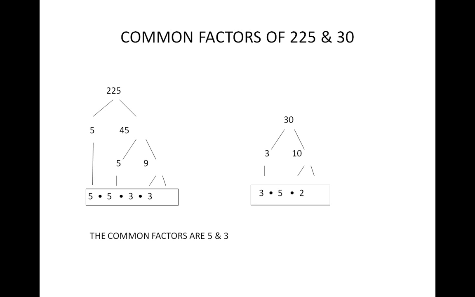So from both these trees, we can extract that 3 would be the common factor from this one because it goes into itself. Okay, so the common factors would be 5 and 3.